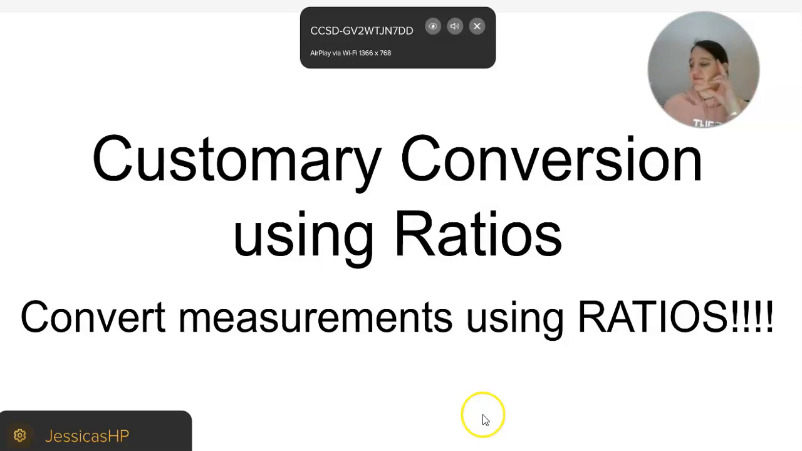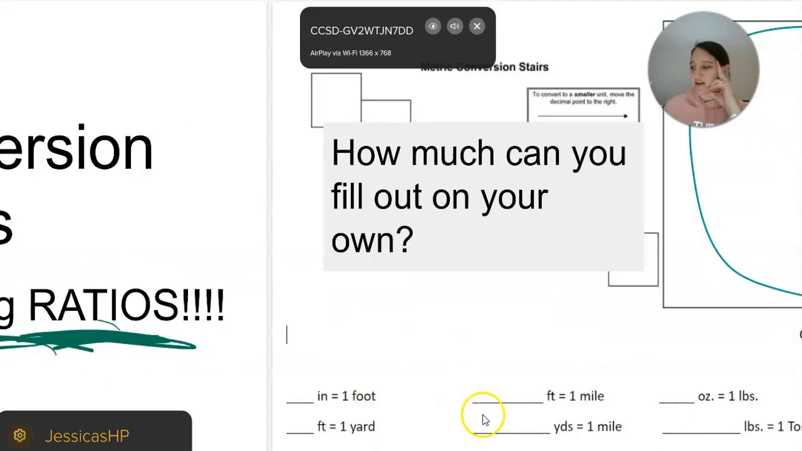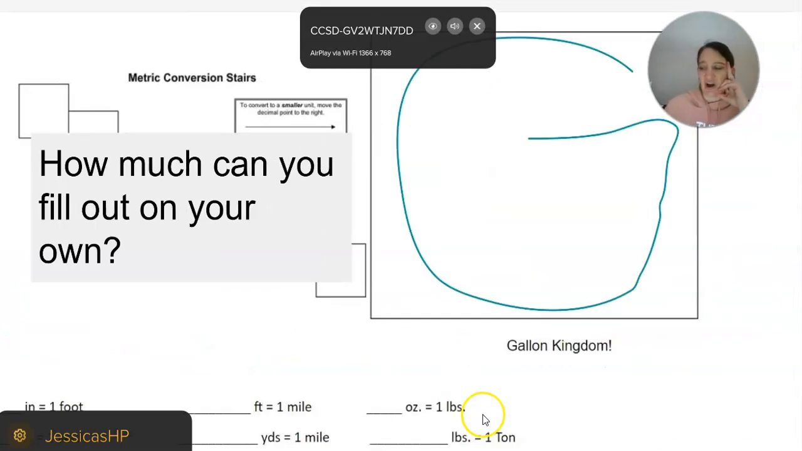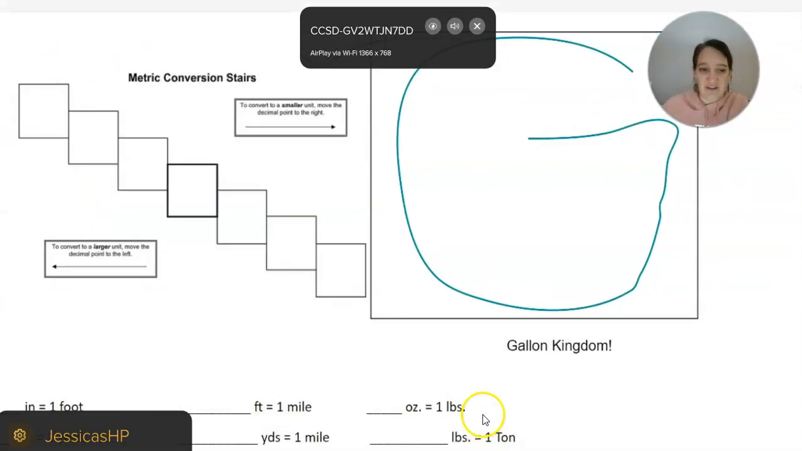We are going to convert measurements using ratios. Now, last year you did converting measurements. This year I'm going to show you how to do it using ratios, okay? From last year you learned all of these numbers. I want you to see how many of these numbers you remember. If you want to pause and fill it out, fill it out. If not, then just keep playing and then fill it out with me.